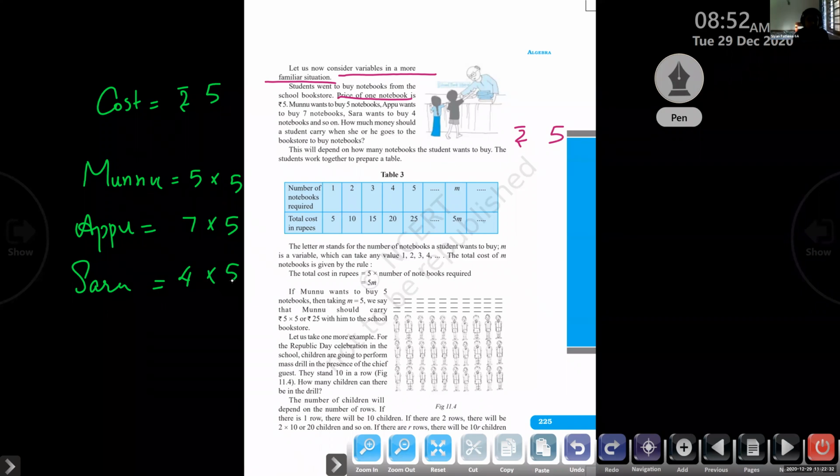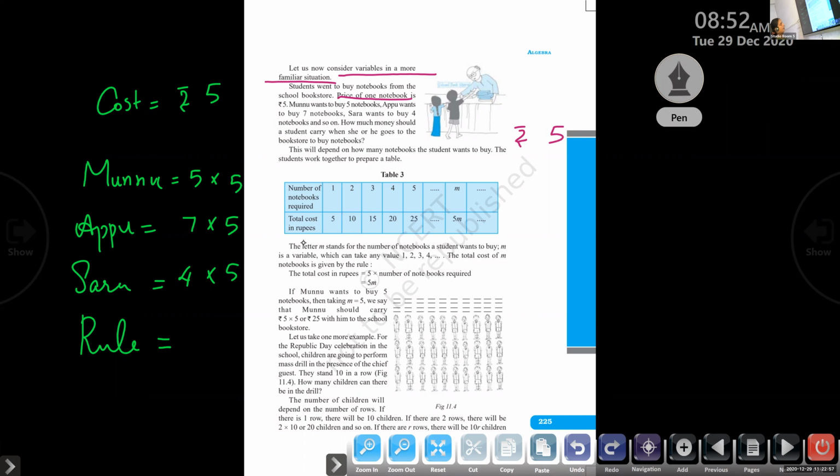Here, how can we write the equation? We used to write a rule. How can we write the rule? Number of notebooks required, and total cost in rupees. What is the rule here, children? Total cost in rupees is equal to the number of notebooks required into 5.